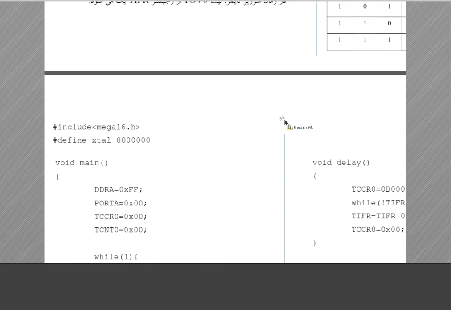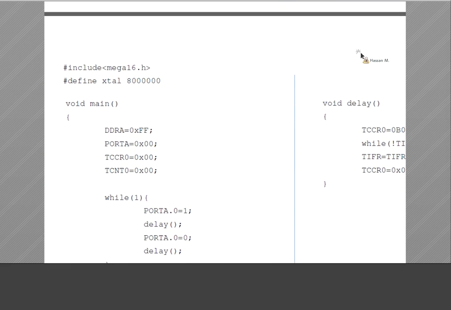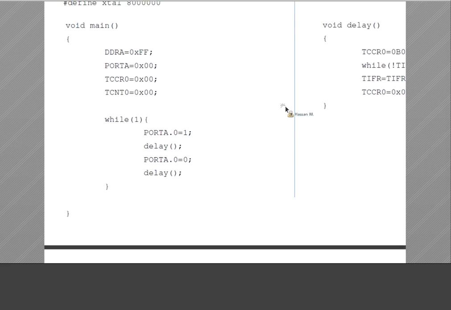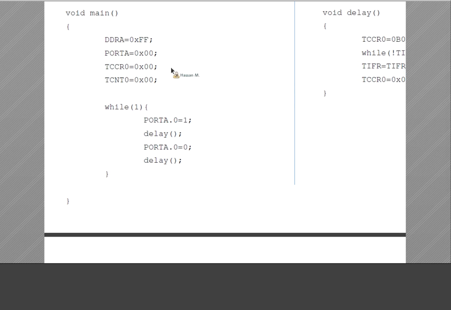For example, we can comment here: the timer is working in normal mode and the timer is stopped. That's right. TCNT0 is 0. That means when the timer starts timing, we start from 0. This timer is 8-bit, from 0 to 255.